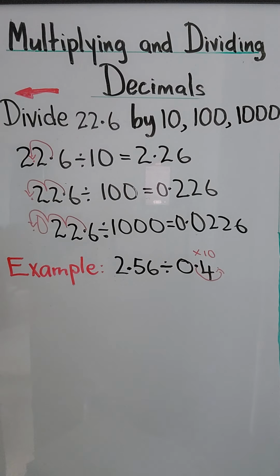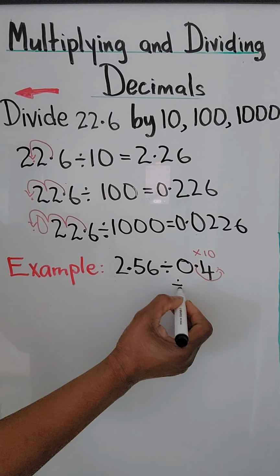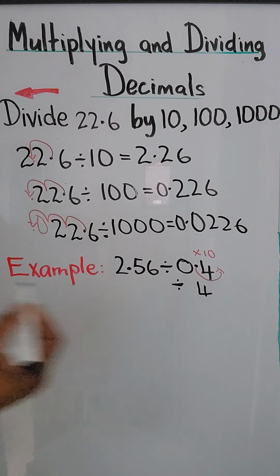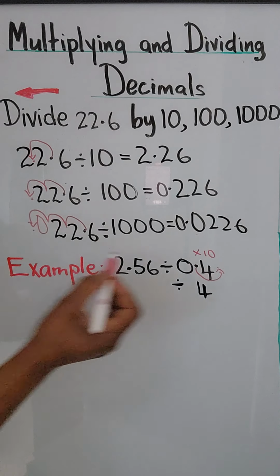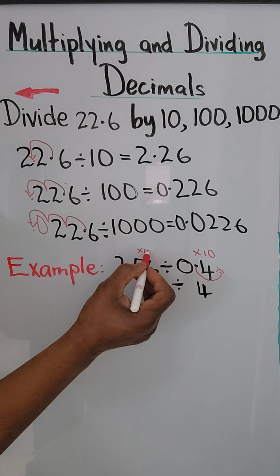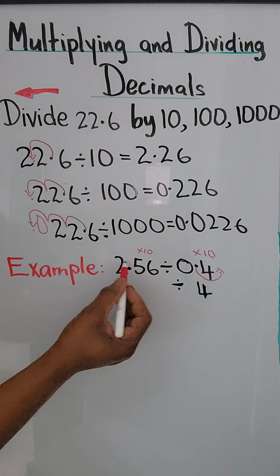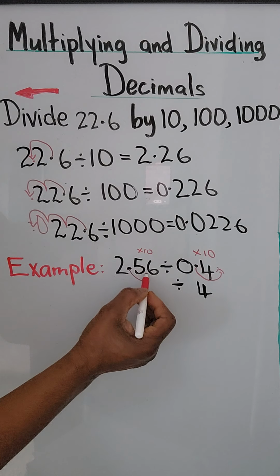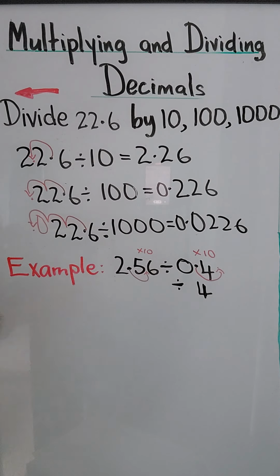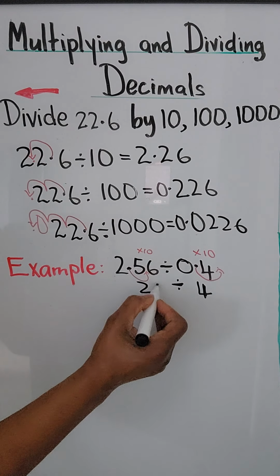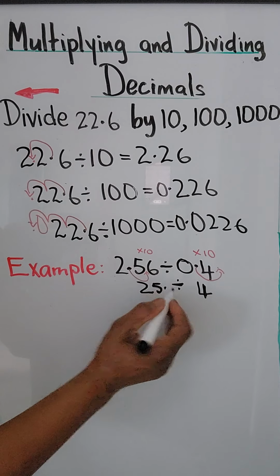So now our divisor is 4. And whatever we do to the divisor, we must do it to the dividend. So we're also going to multiply the dividend by 10. One place to the right. So now this becomes 25.6.